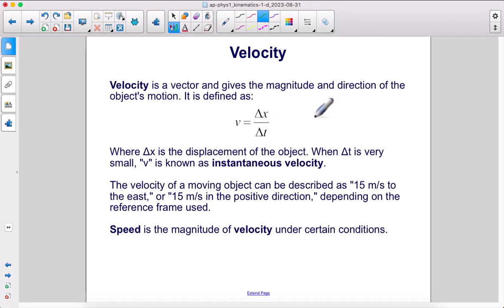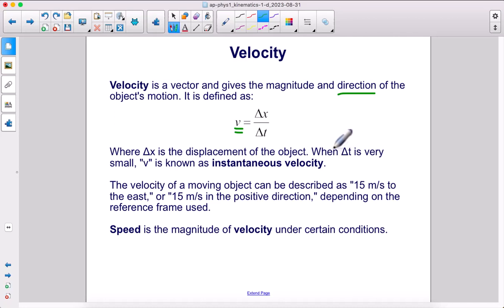Velocity is a vector and gives the magnitude and direction of the object's motion. It is defined as delta x over delta t, where delta x is the displacement of the object. When delta t is very small, this velocity is known as instantaneous velocity. The velocity of a moving object can be described as 15 meters per second to the east, or 15 meters per second in the positive direction, depending on the reference frame used.